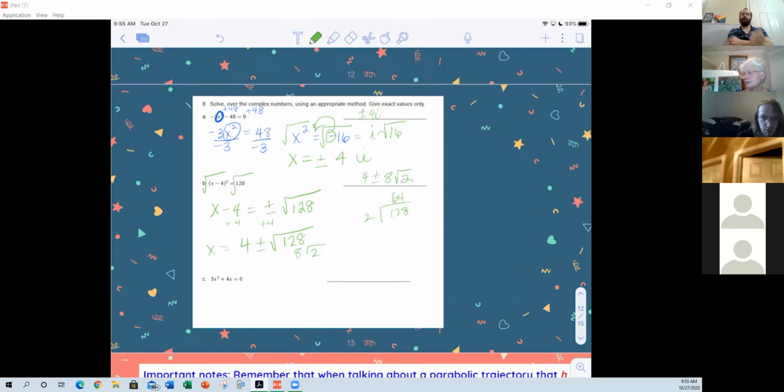That just means you have to remember, especially when we go into the next section, that's 2 answers. If you break it apart, it would be 4 plus 8 root 2 or 4 minus 8 root 2. But you can just leave it as 4 plus or minus 8 root 2, and that would be fine. There were a few people throwing the plus or minus on the wrong number.